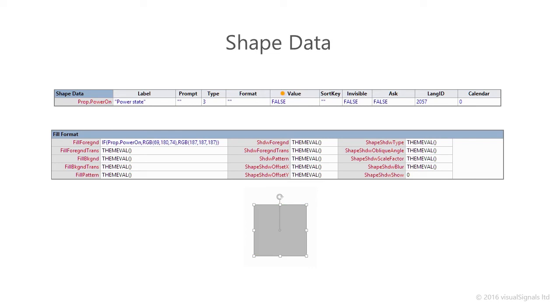As you can see, changing the value in prop.poweron changes the shape's fill colour from green to grey, depending on the state. If you're wondering what the prop part stands for, it's because prior to 2007, shape data was called custom properties, and the prop reference still remains.